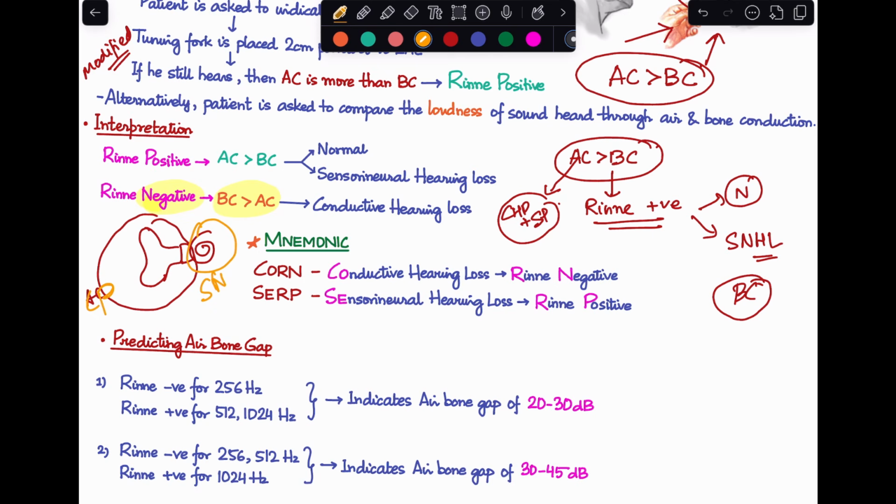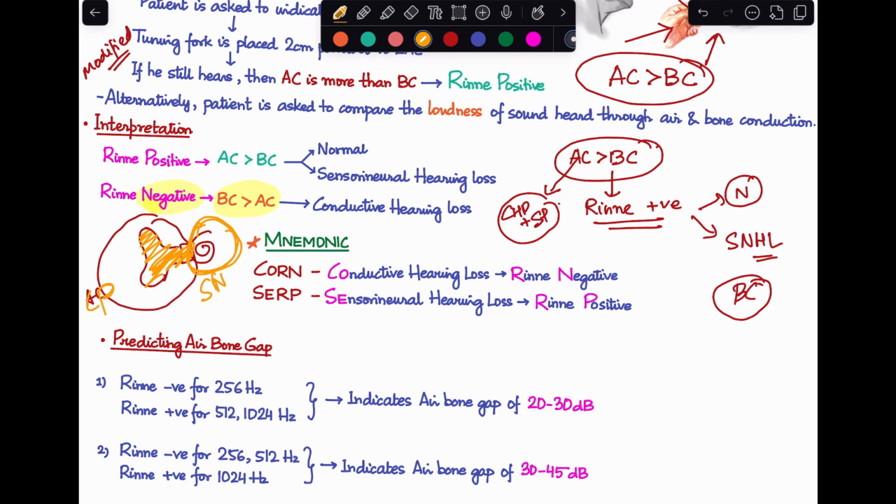Now, in case of conductive hearing loss, we'll have blockage over here in some part of the conductive pathway. When that is happening, the air conduction will reduce because the air conduction involves both of these pathways. So, because the air conduction reduced, but the bone conduction remains the same because the cochlear function or the sensory neural function over here is normal, we are going to see a bone conduction more than air conduction.